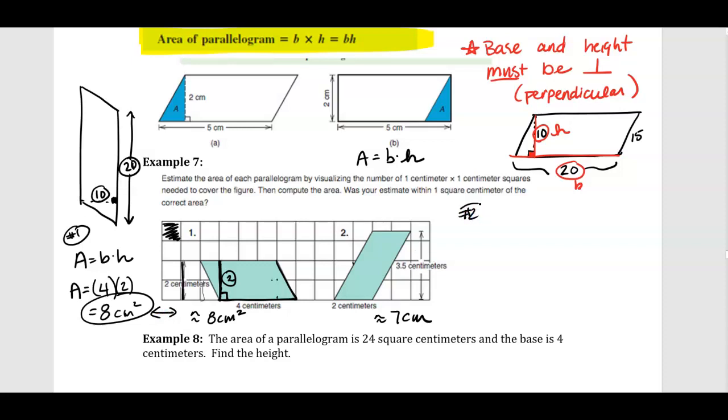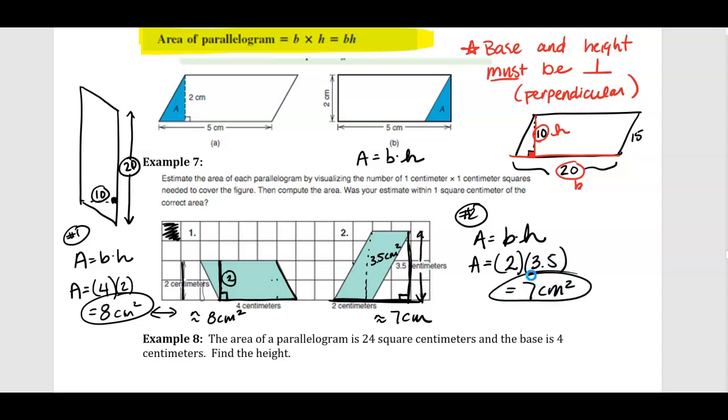So number 2, I'm going to do the same thing. So area is base times height. Now I'm told this measurement is 2, and I'm also told this distance is 3.5. It's also the same as here. So the height doesn't necessarily have to be inside the figure. These arrows are still telling us how tall it is, and that line makes a right angle with this measurement at the bottom. So the area for this one is going to be the base of 2 centimeters and a height of 3.5. So I end up getting 7 centimeters squared there too.